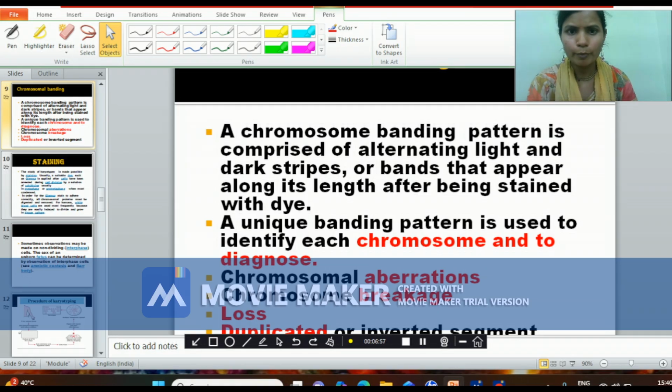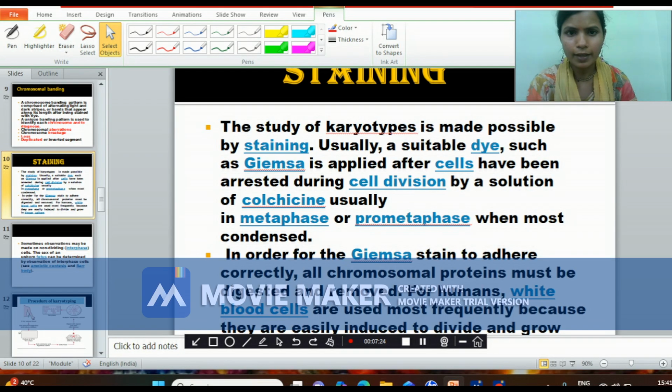A chromosome banding pattern is comprised of alternating light and dark strips, or bands, that appear along its length after being stained with dye. A unique banding pattern is used to identify each chromosome and to diagnose chromosomal aberrations, chromosomal breakage, loss, and duplicated or inverted segments. So the study of karyotype is made possible by staining. You can see chromosomes by staining.